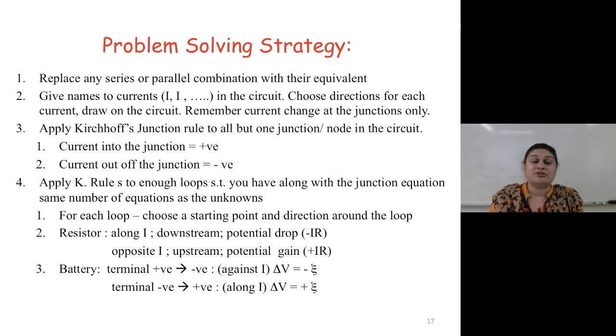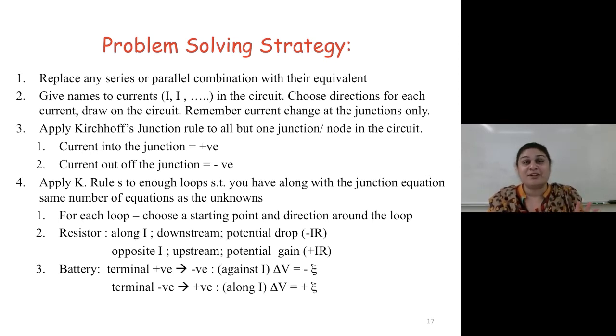Apply Kirchhoff's rules to enough loops such that you have, along with the junction equation, the same number of equations as the unknowns. Remember, for each resistance, if your chosen path is along I, downstream, we will have a potential drop. If it is opposite to I, it will be upstream and potential will be gained. Battery terminal, from positive to negative, put in a minus epsilon. From negative to positive, put in a plus epsilon.